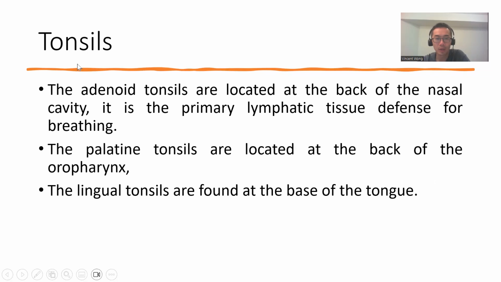Tonsils. We learned about tonsils before in the lymphatic tissue stuff. So there are some tonsils at the back of the throat. There are some tonsils all the way up in the nose. And here the adenoid tonsils are located at the back of the nasal cavity, whereas the palatine tonsils and the lingual tonsils are located at the back of the throat.